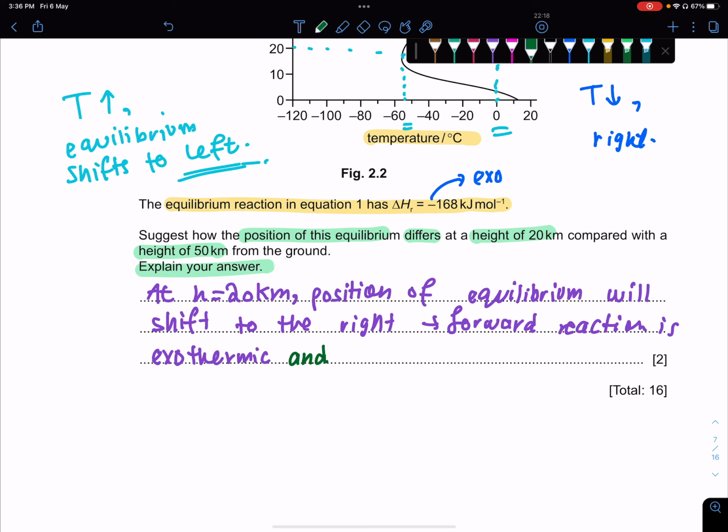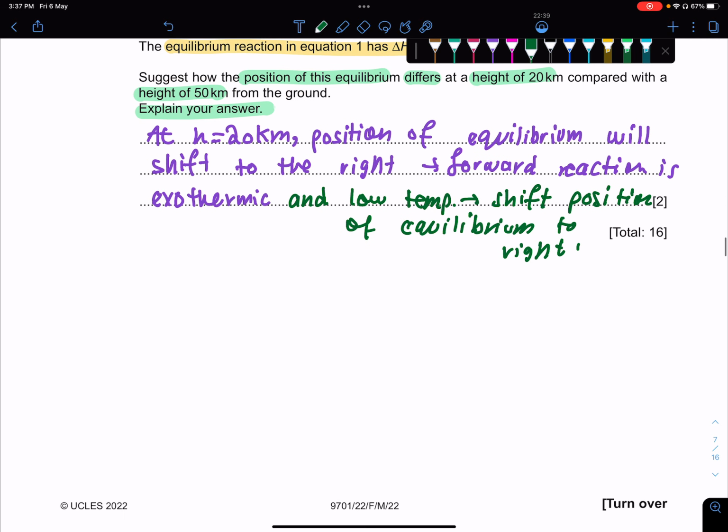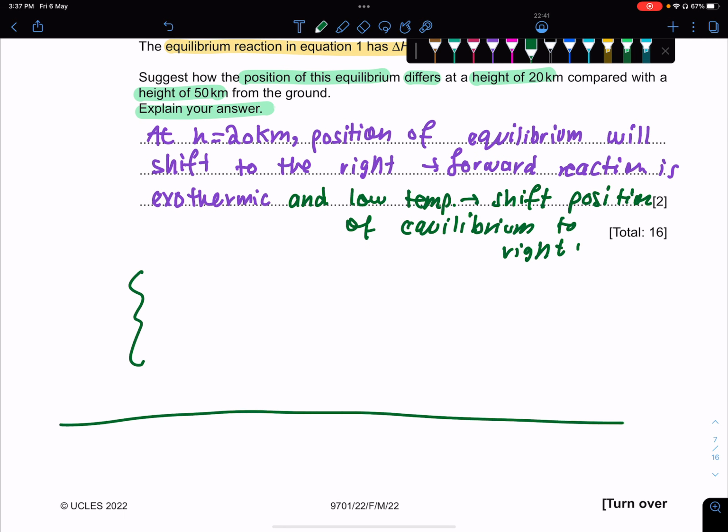And low temperature will shift the position of equilibrium to the right. You can actually use some of this space if you want to, but not too much. Don't go beyond this pathway, right?